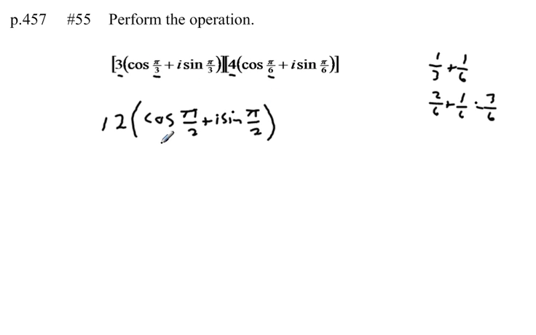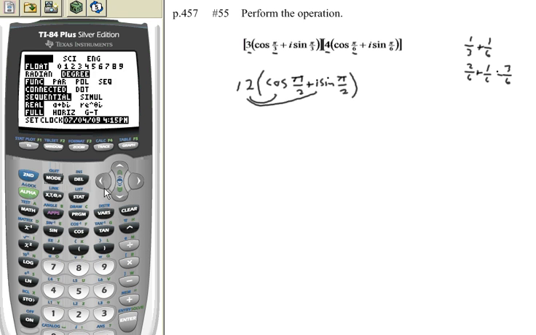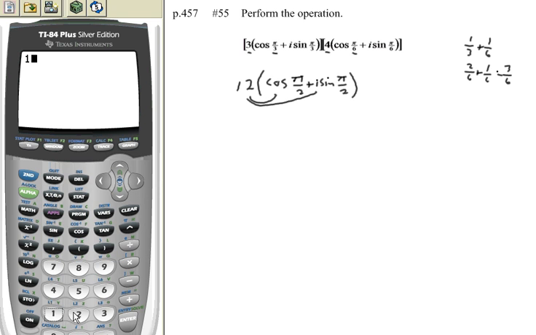Now we can go one step further and find what this is in standard form. I'm going to use my distributive property to do that and let my calculator do some of the work for me. So I'm going to say 12 times the cosine of, before I do that, let's make sure my mode is right. Since my angle is in radians, I'm going to put it in radian mode first, and then I'll do 12 times the cosine of pi over 2.